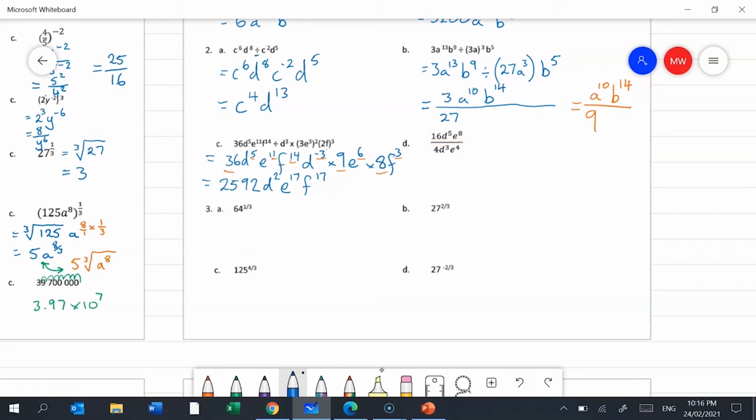It's everything here at the top divided by everything here at the bottom. So it's actually quite a bit easier, okay? So we go through and we just attack it. 16 divided by 4 is 4. Then it's d to the 5 divided by d to the 3. So it becomes 5 minus 3. So d to the 2. And then it becomes e to the 8 divided by e to the 4, which is just 8 minus 4. So e to the 4.